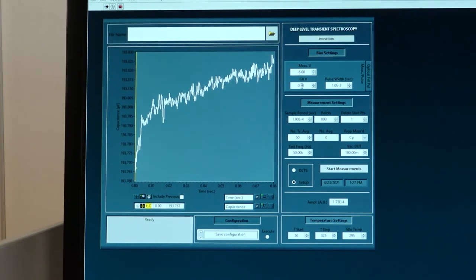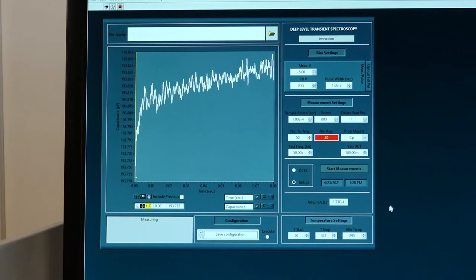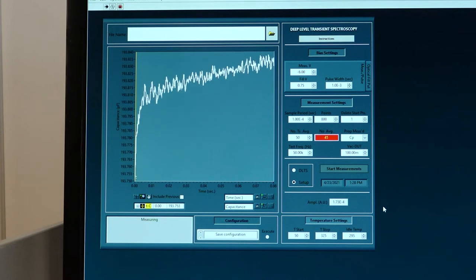Let us also check if the filling voltage improves the amplitude. We must ensure that we are not allowing a significant amount of currents. So let's try with 0.75. So this has reduced the amplitude. Let us go back to 0.7 or even a bit lower. Let's go to 0.5 and see.